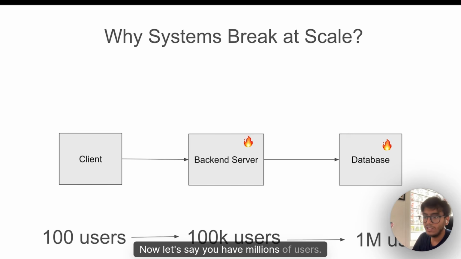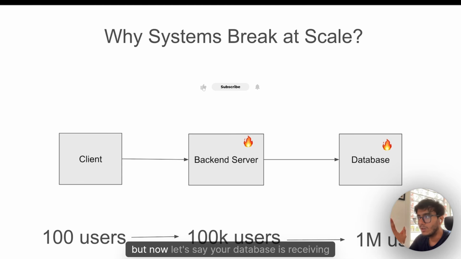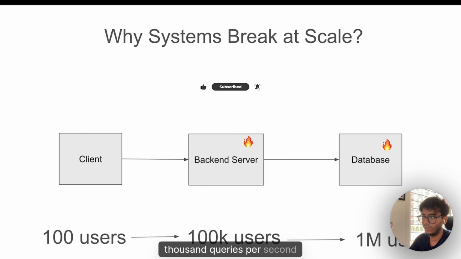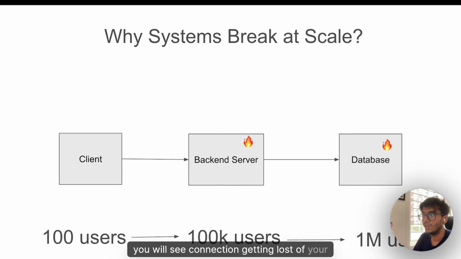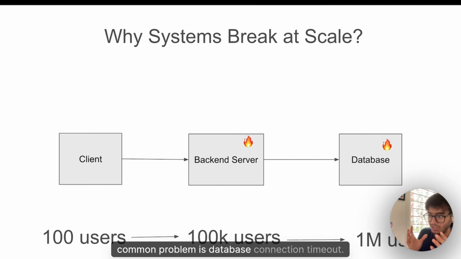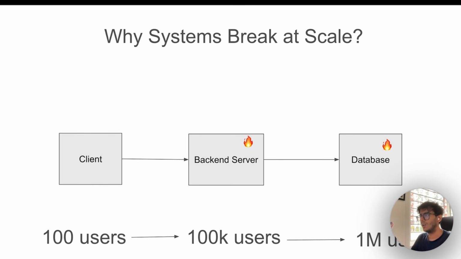Or let's say you have millions of users now, rather than just 100k users. Your product grows even further. You have millions of users now, and at this point, you have already scaled your database and backend server. But now let's say your database is receiving 1,000 queries per second, and the capacity is only 500 even after scaling, what happens? You will start seeing requests failing. You will see out of memory errors. You will see connections getting lost to your database. The very common problem is database connection timeout. Or you will see service is unavailable. Your backend service is unavailable because now it has even more requests to pass through. So one would say, hey Anubhav, just buy a bigger server, not even a bigger server.